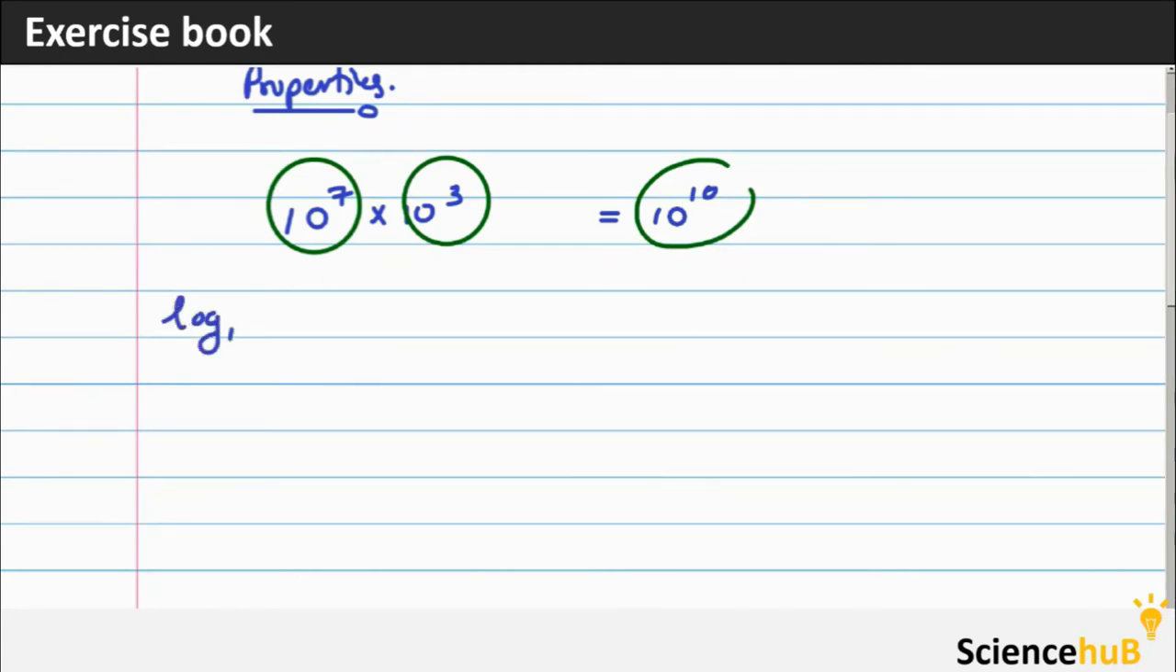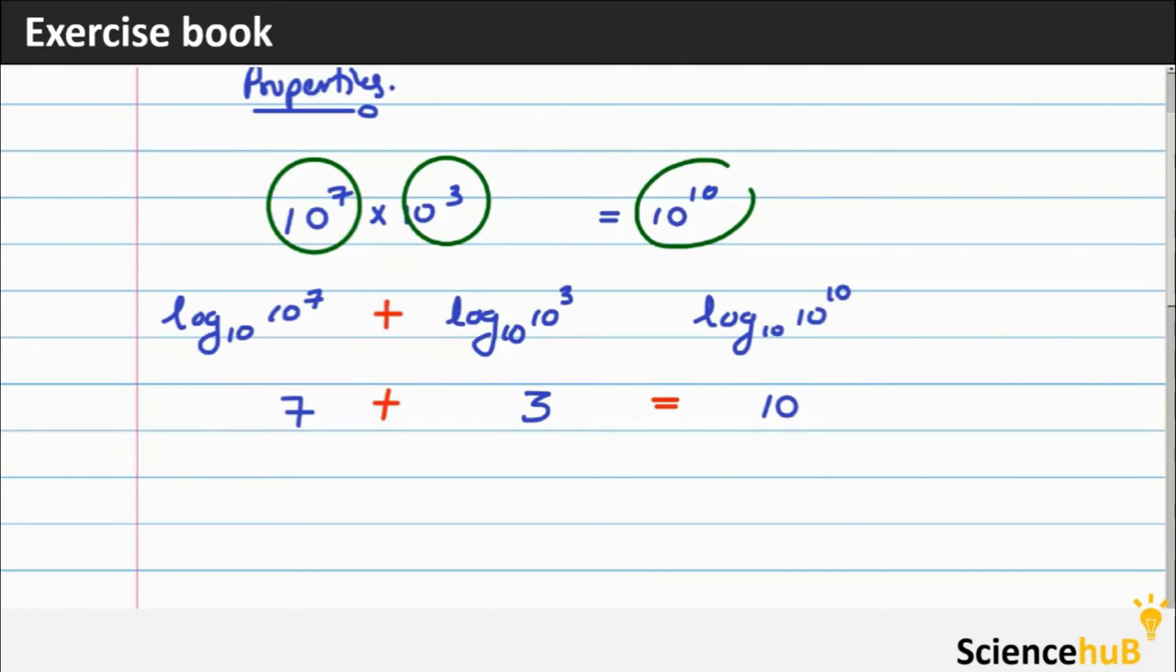Log base 10 of 10 to the power 7. Log base 10 of 10 to the power 3. Log base 10 of 10 to the power 10. This is 7, this is 3, and this is 10. Okay, so we can see that 7 plus 3 is equal to 10. So this should also have this combination.